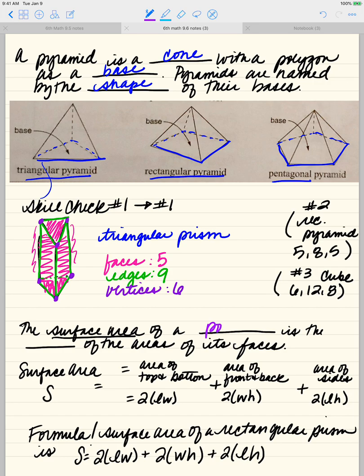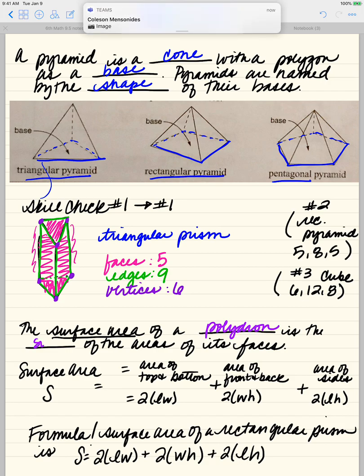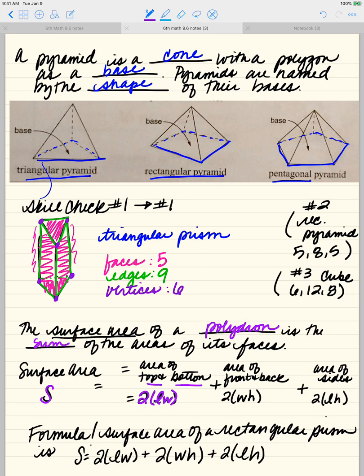So the surface area of a polyhedron is the sum, so we know we're talking about adding, the sum of the areas of its faces. So the surface area S of a polyhedron is equal to the area of the top and the bottom, which is going to be 2 times the length and the width because we have both a top and a bottom, plus the area of the front and the back of the polyhedron, so 2 times the width times the height because we have 2 of those, and then 2 times the area of the sides, so 2 times the length times the height because we have 2 of those.